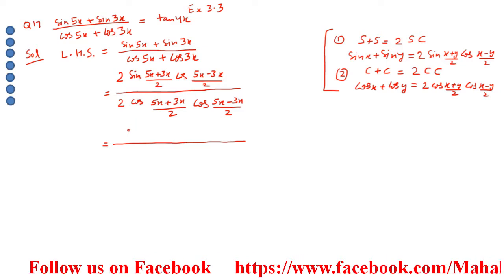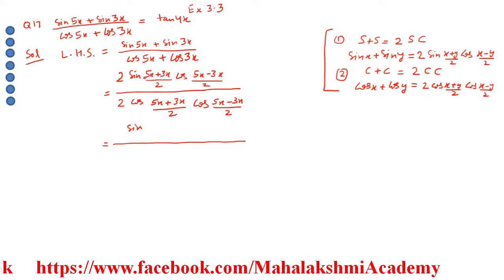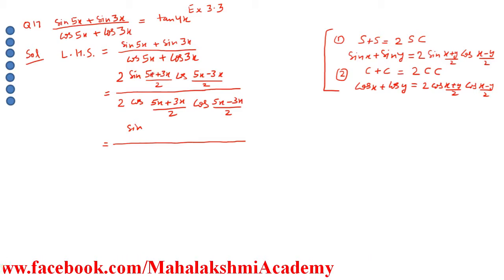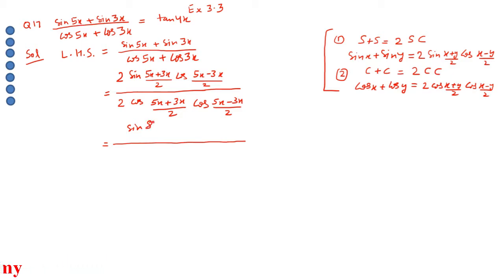So only sine. 2, I already told, 2 and 2 will cancel. So sine sum of angles. So 5x plus 3x is how much? 8x. So 8x upon 2. So we'll write here 8x divided by 2.